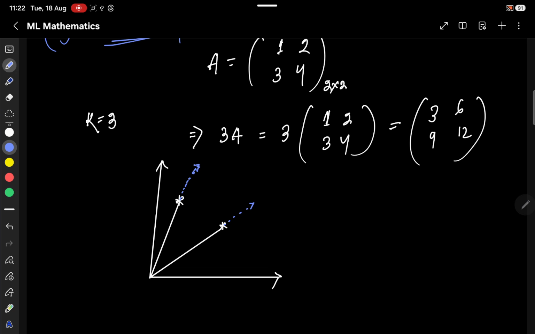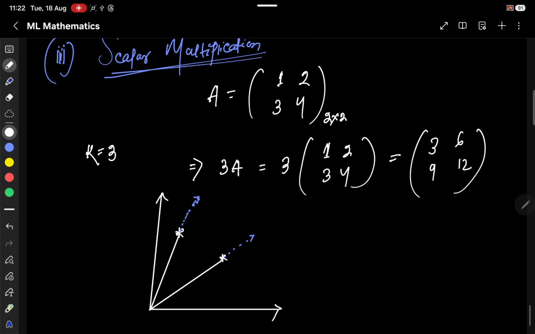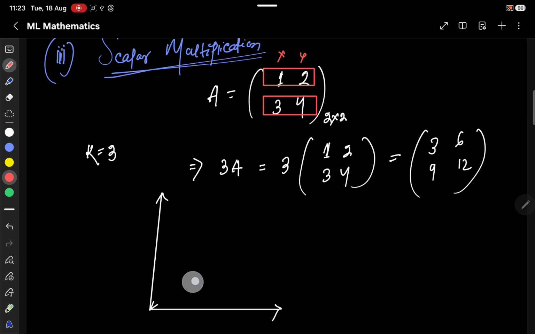So scalar multiplication is nothing but this. If you look closely, this row is a vector, and this row is a vector. If this is my x-axis and this is my y-axis, the point initially is 1 2, and the point here is 3 4. It's not the correct way to do it. Maybe I didn't do it correctly, to be honest. If you want to do it properly, let's do it properly.